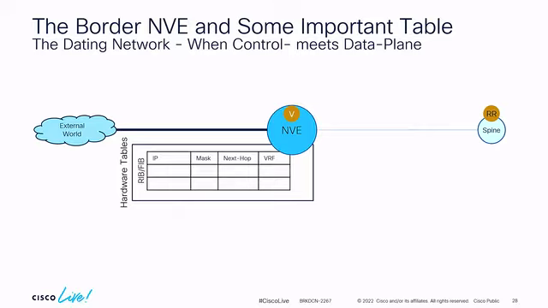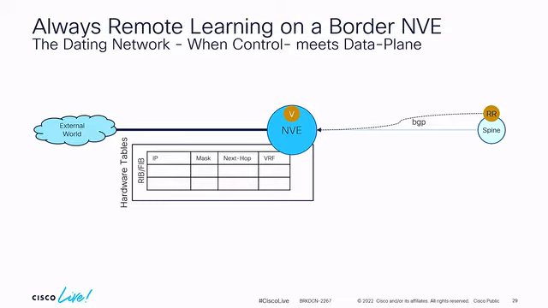So VXLAN EVPN, the borders, the border leaf, if you want, so the border NVE, there are a couple of tables which are relevant. What are these tables? Hardware tables, routing tables, RIB, FIB, right? Routing information base, forwarding information base. Do I really care about the MAC tables? Probably less. So I call them the routing tables.